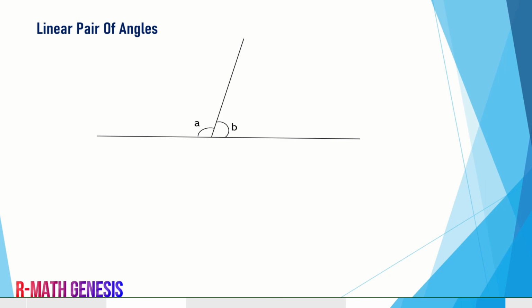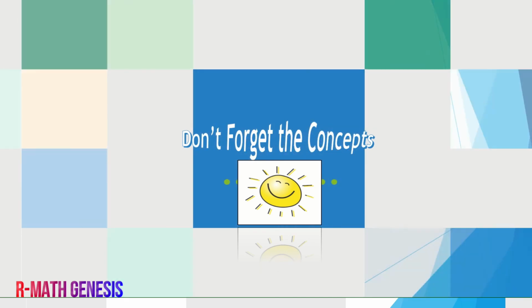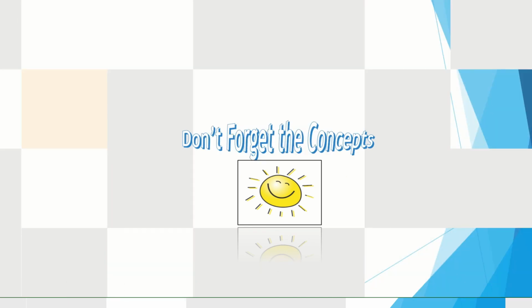According to the linear pair of angles, if a ray stands on a line, then the sum of these two adjacent angles will be 180 degrees. Which means that angle A plus angle B is equal to how much? 180 degrees. Yes, this is about the linear pair of angles. So do remember these concepts as they will be useful in solving our exercise problems. Okay, thank you.